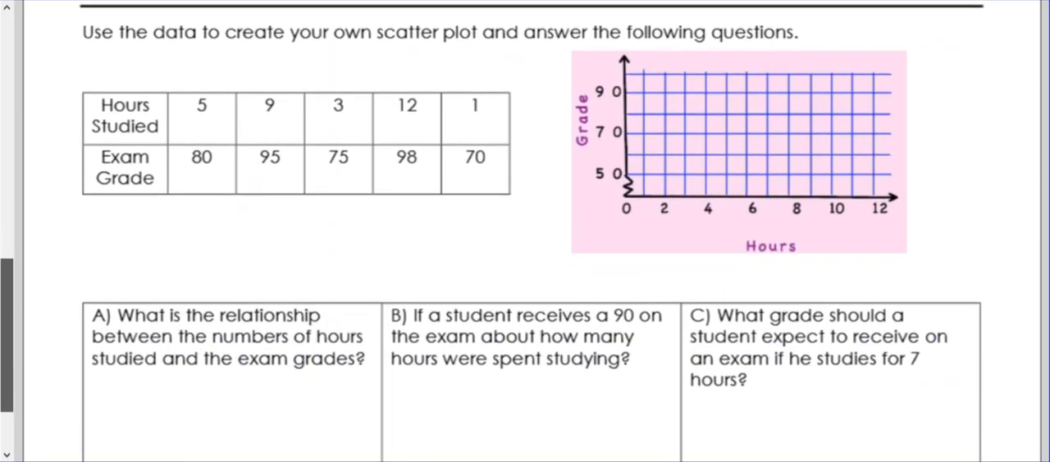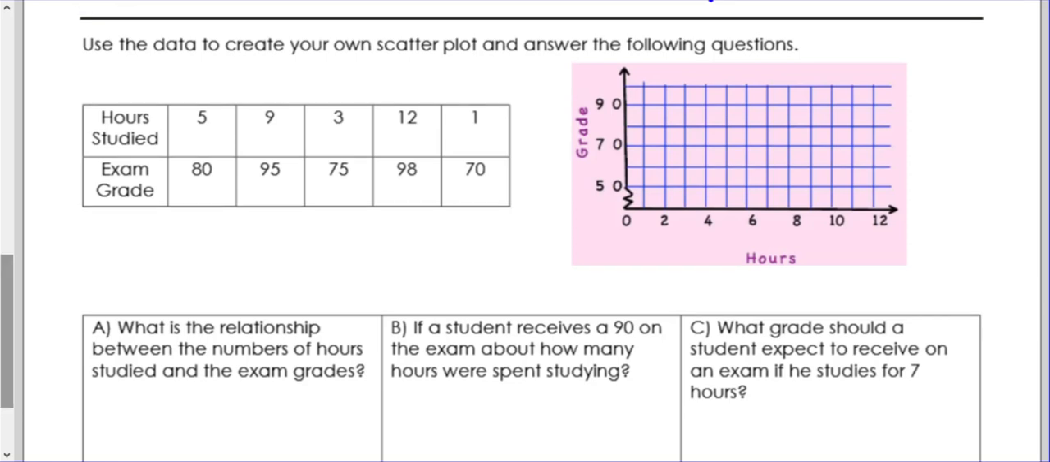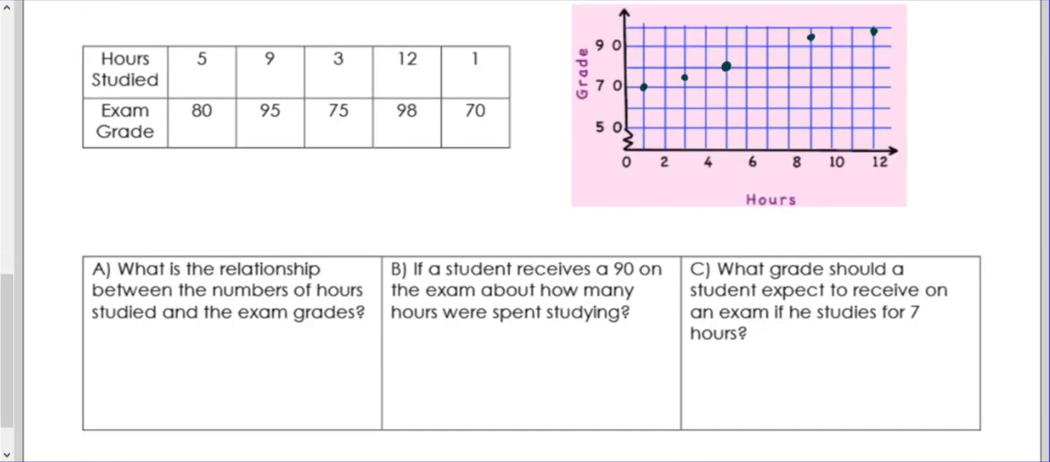We're going to do one more where we have to actually create the scatter plot. So I'm going to plot these 5 points on my graph first. All right, so I plotted my 5 points, and we can see that we're talking about the hours studied versus the actual exam grade. So the test score goes up generally as you study more. And that's actually what this first question is talking about.